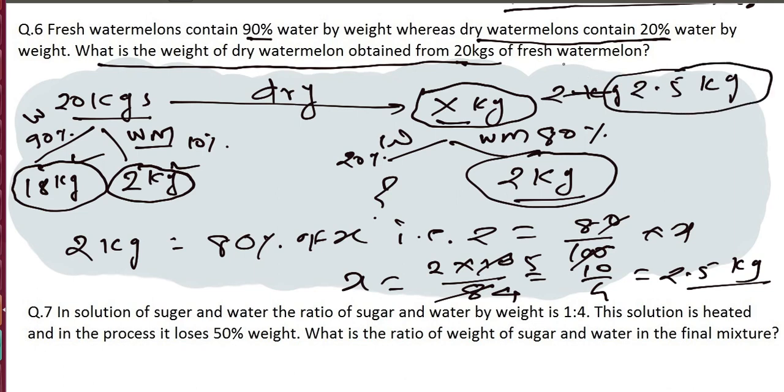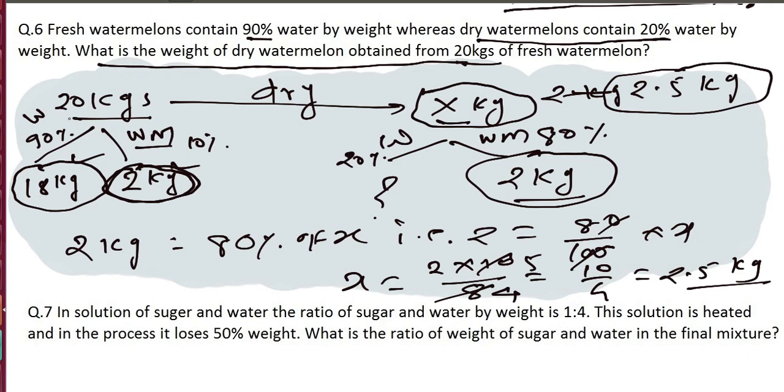Let me do this question one more time. We have 20 kgs of fresh watermelon, which contains 90% water and 10% solid part. So 10% means 2 kg solid part. Now we are asked, if we dry this fresh watermelon, we'll get the dry watermelon. So what is the weight of this dry watermelon obtained?